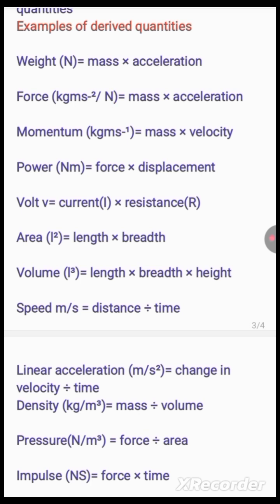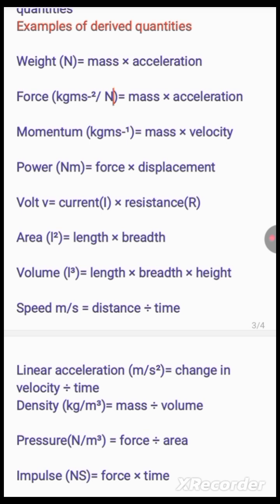Linear acceleration is gotten from the change in velocity divided by the time it takes to change. Change in velocity divided by time is linear acceleration, and its unit is meters per second squared.